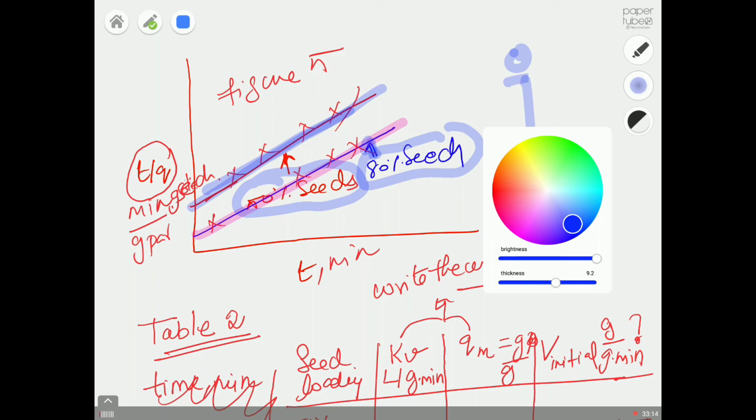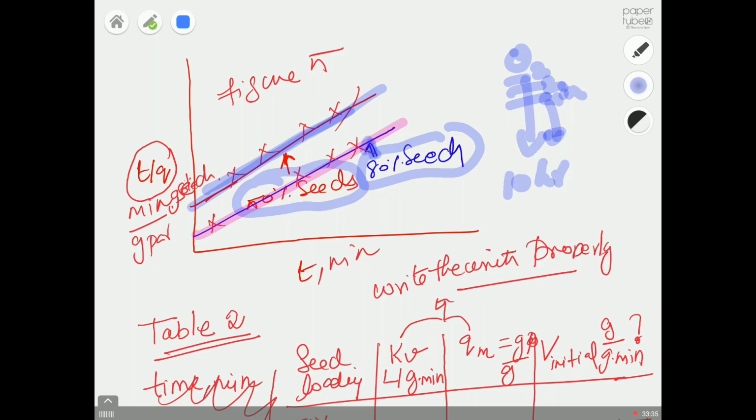So I recorded for every 2 minutes. So every 1 hour you have 30 data points. So 30 multiplied by 10, you will have 300 data points. You cannot do it by hand. So you must use Excel. Or if you know how to use MATLAB, you can do it in MATLAB, but Excel is much easier.